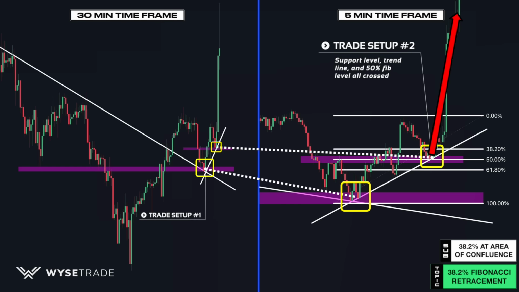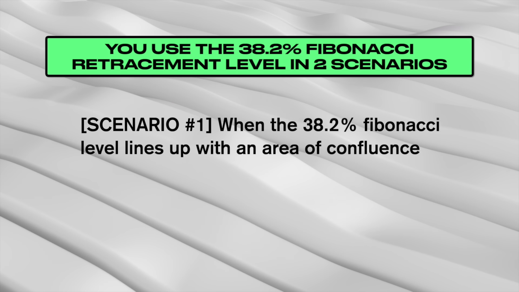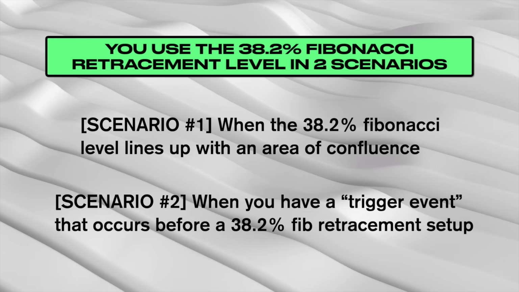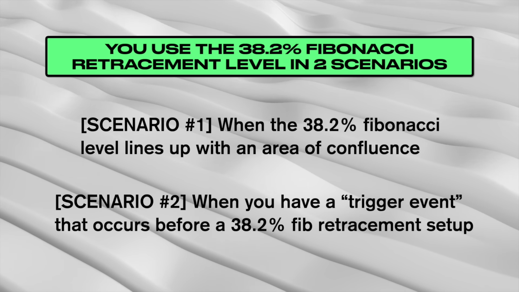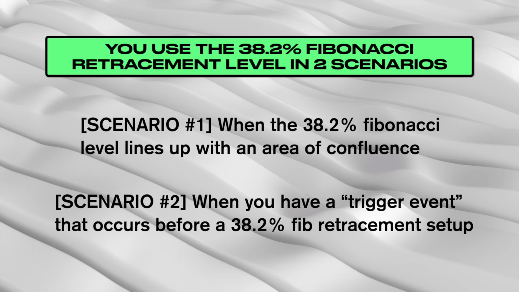Let's now move on to the second scenario for when you would use the 38.2% fib level: when you have a trigger event that occurs before a 38.2% Fibonacci retracement setup.